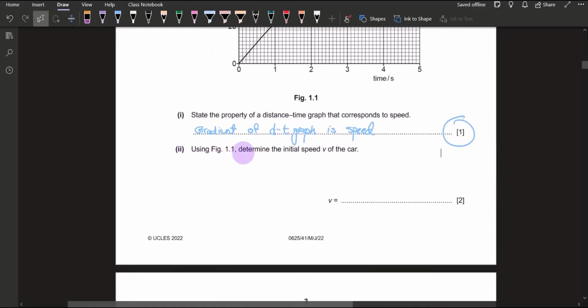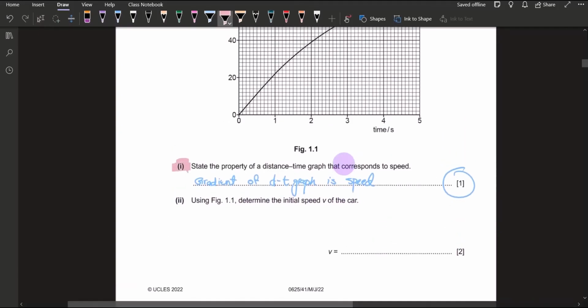Part 2 says using figure 1.1 determine the initial speed of the car. As we know from part 1, the gradient of distance time graph is going to be speed. So for finding out the gradient, we can use the formula y2 minus y1 divided by x2 minus x1. And we are going to take 2 points. So this is going to be our x2, and this is going to be our y2. This is going to be y1, and this is going to be x1.